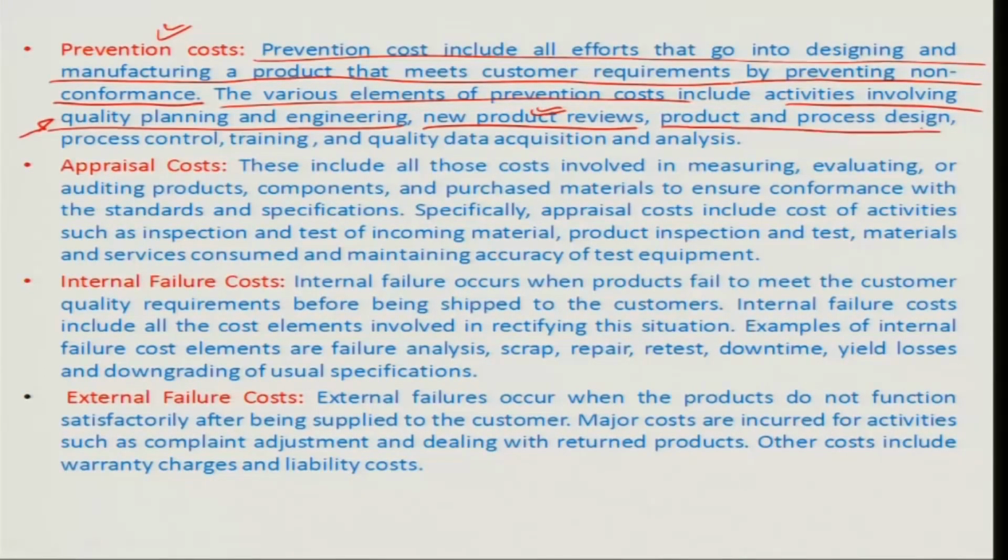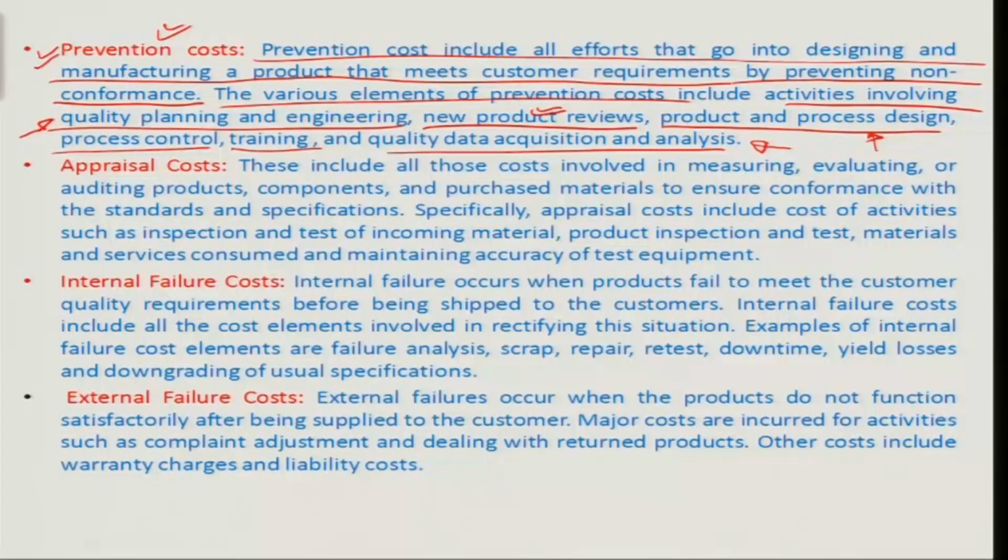Product and process design is a very, very important issue. At every stage, you will have to have process control, you will have to have training, you will have to have quality data acquisition and analysis. So these are additional costs which are imposed on the system, although there may not be any direct value added to the product, but just to ensure that there is no non-conformance, this prevention of quality non-conformance, or prevention of inappropriate quality to happen. So these are indirect costs which are bunched onto the system.